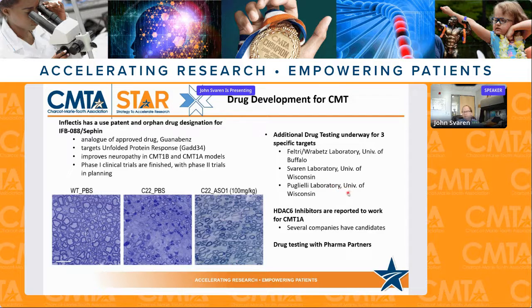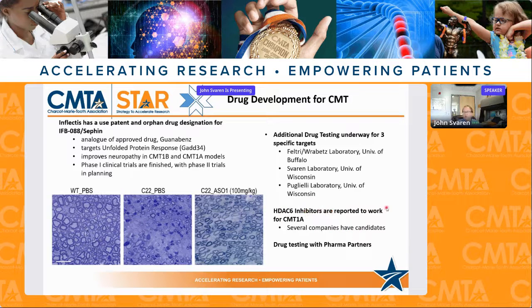Another class of drugs that has really shown some promise is a class of drugs known as HDAC6 inhibitors. These were first shown to work in another type of CMT, but within the last year, there's been a fairly nice study showing that in an animal model of CMT1A, this actually shows promise as well. There are several companies that have candidate drugs for HDAC6 inhibitors.